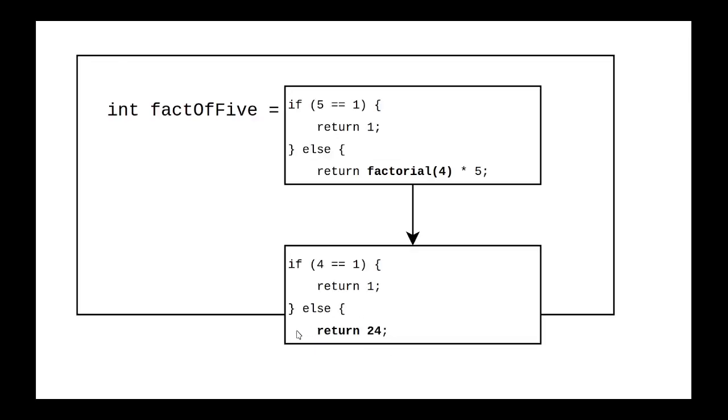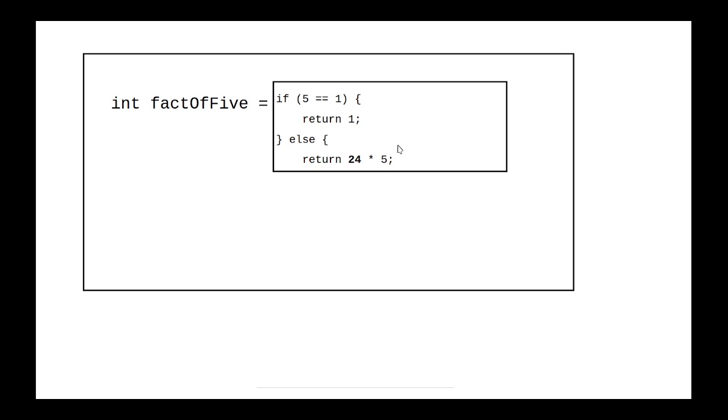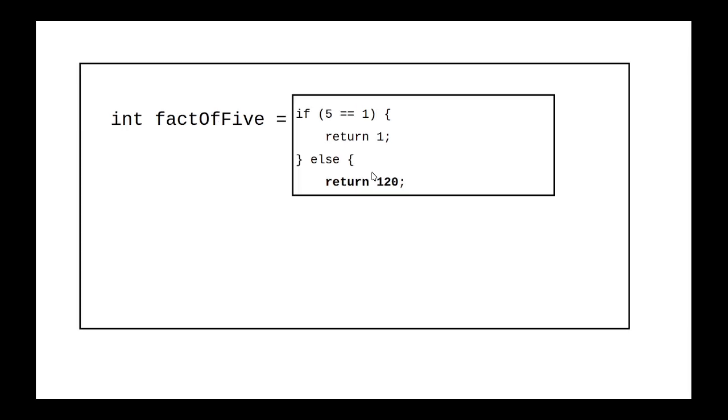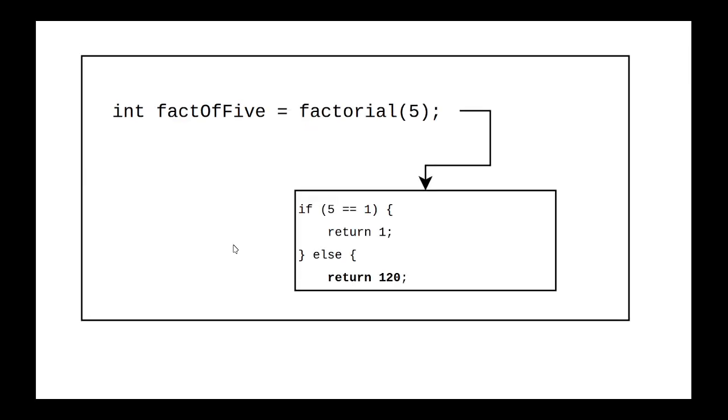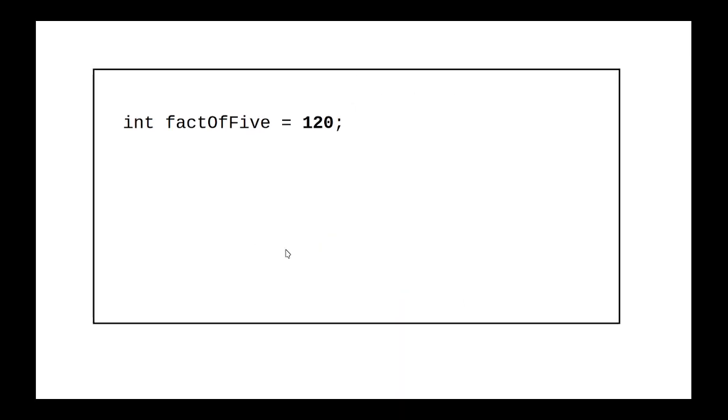So return 24 will be returned, and it will replace factorial of 4. So the factorial of 4 will be replaced with 24, as you can see, return 24 times 5. Now this whole method will be removed from the memory stack. And the last step, return 24 times 5 will be return 120. And as you know, this whole code was factorial of 5. You're trying to find factorial of 5, right? So the whole code was return factorial of 5. So this whole code will return 120, and this factorial of 5 will be replaced with the value of 120. So it puts 120 over here, and the whole method here will be removed from the memory stack, and we get this.